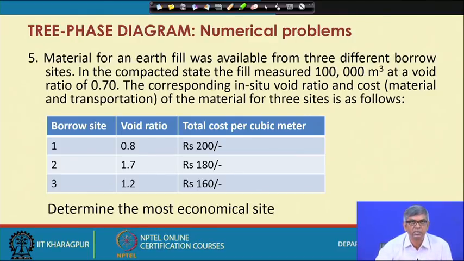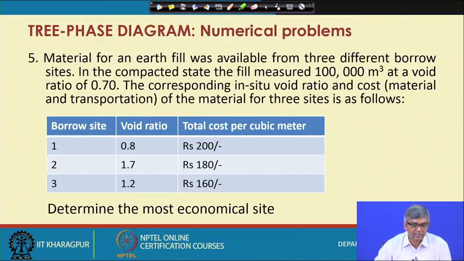3 sites are actually chosen for a construction. The borrow material for an earth fill was available from 3 different borrow sites. In the compacted state, the field measured 100,000 meter cube at a void ratio of 0.7. That means for the compacted site, your void ratio requirement is 0.7 and total volume requirement is 100,000 meter cube. The corresponding in situ void ratio and cost of material and transportation together for the 3 sites are given like this.